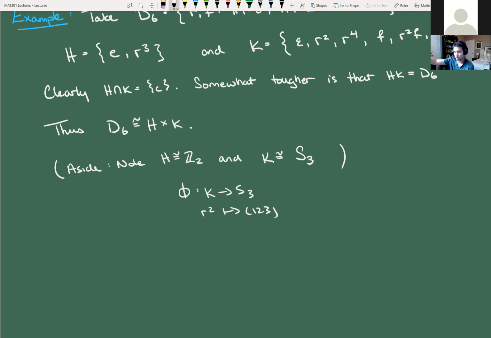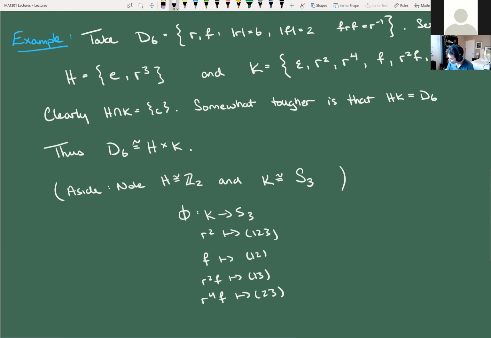R squared, R to the 4, R to the 6 is the identity. So it has order 3. It has to be one of those 3-cycles. And then F, R squared F, and R to the 4 F all have order 2. Those are exactly your transpositions. And it really doesn't matter which transpositions you map them to as long as you do it. Okay, and again, it's not hard to check that each of those things has order 2, right? You're really going to lean on F equals R inverse in order to be able to do that, but it's very easy to check.